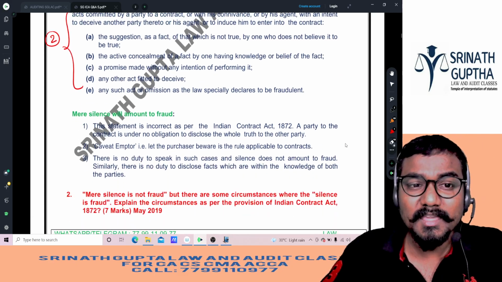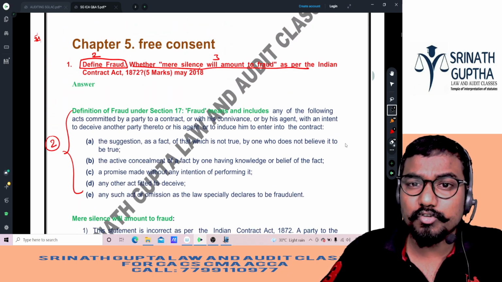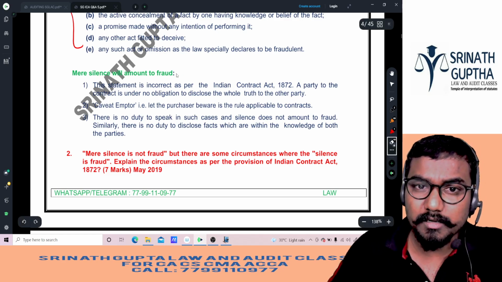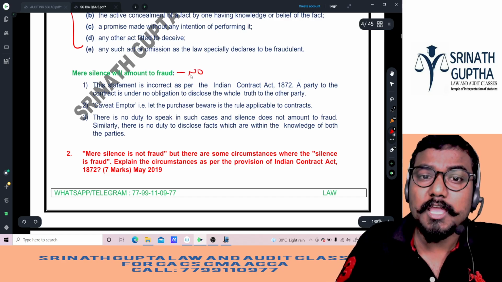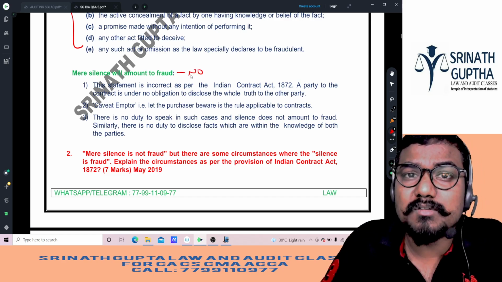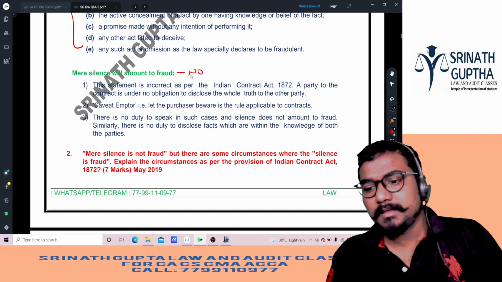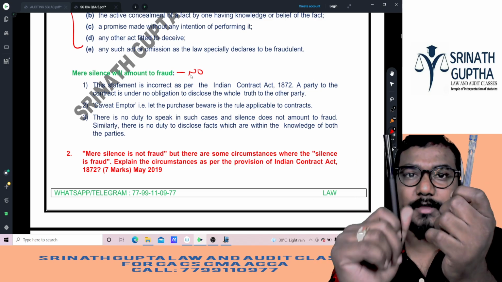Next head, one more question is, beta, whether silence will amount to fraud? Answer is no, sir. Mere silence does not amount to fraud. Being a seller, I need not disclose all the defects in my articles. For example, there are 2 pens. This pen is 20 rupees, this pen is only 5 rupees.